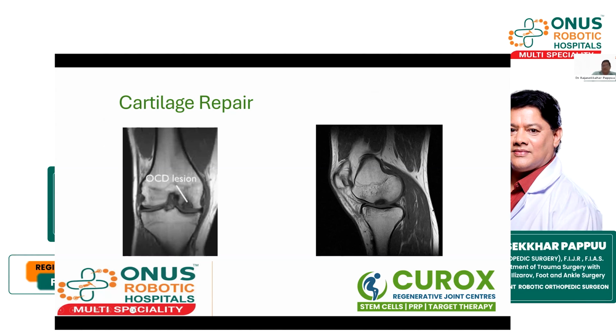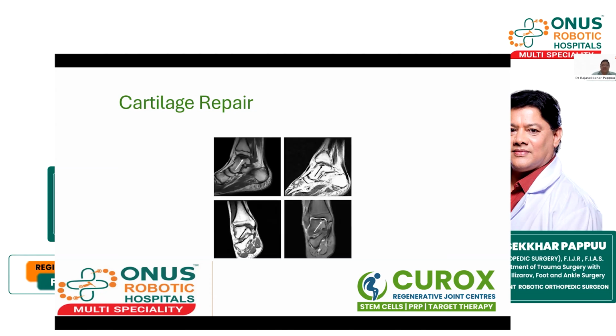You do MRIs at different sequences, that is T1, T2, fat suppression, and enhanced fat suppression sequences, where you find out these lesions. Cartilage is a water-filled structure, so in T1, T2, it appears white and black. Another mode is the ankle MRI, where you see this osteochondral injury in the ankle joint marked as arrow mark.